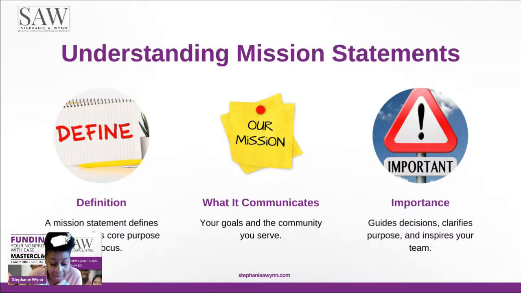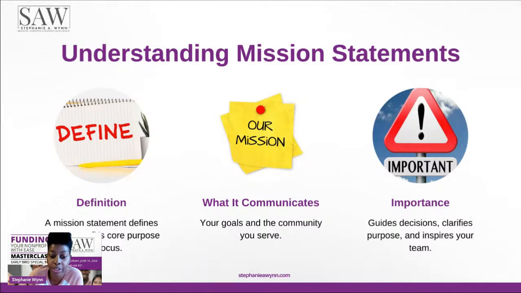what do you want to see with this mission statement? What do you want it to say, and how? So you have to define it. Two, what does it communicate?